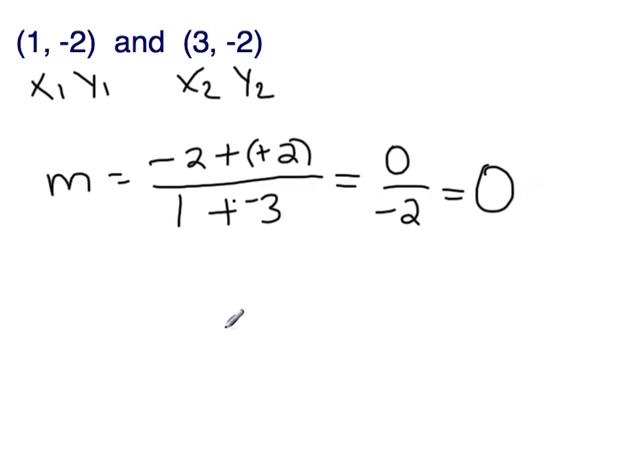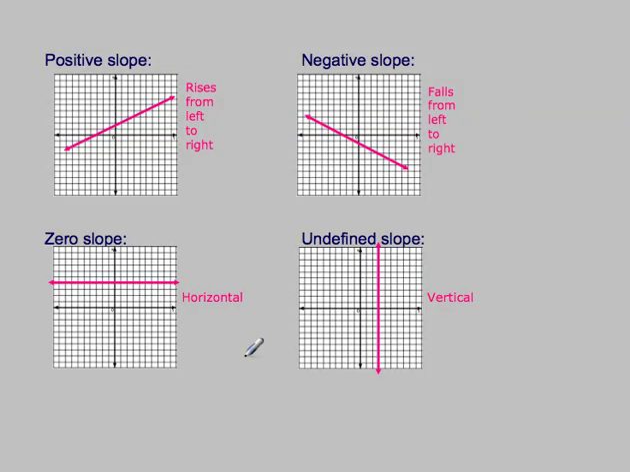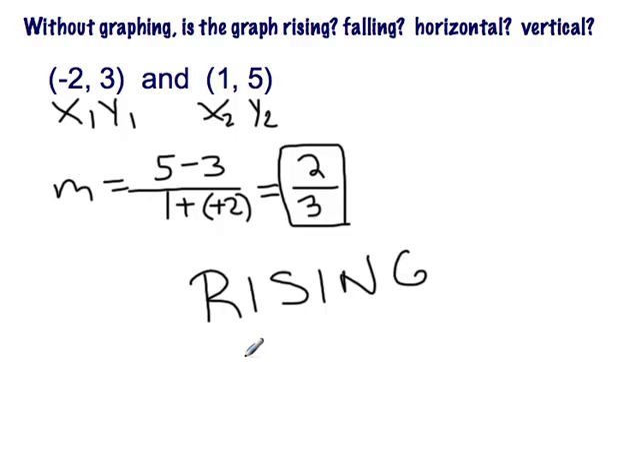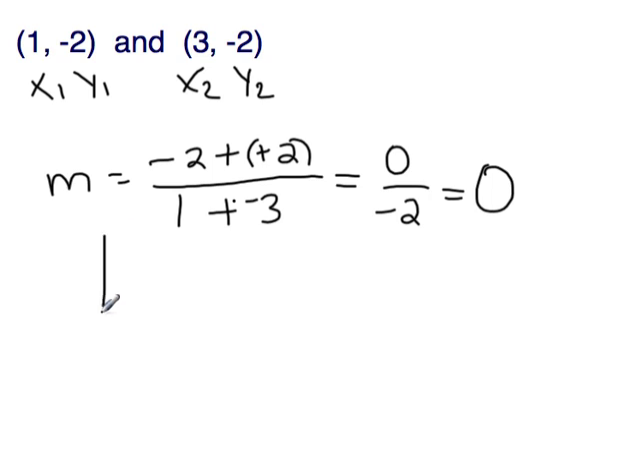So if it's a 0 slope, remember what's happening with a 0 slope. That is a horizontal line. So for this answer, we'd put horizontal.